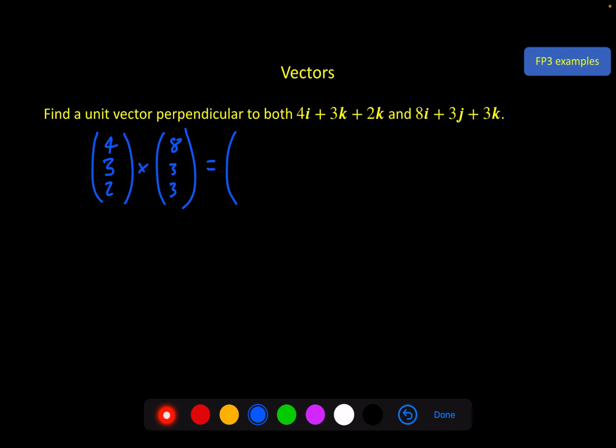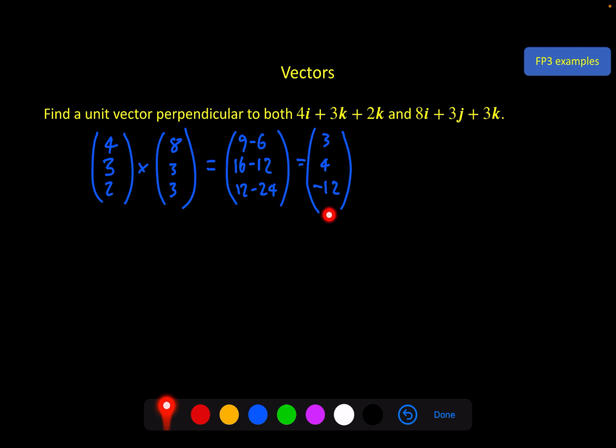So the top one, 9 minus 6. Middle one, 16 minus 12. And the bottom one is 12 minus 24. So that gives us 3, 4, minus 12. But this is clearly not a unit vector.